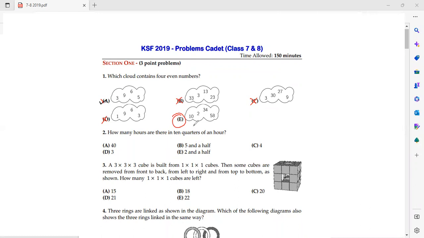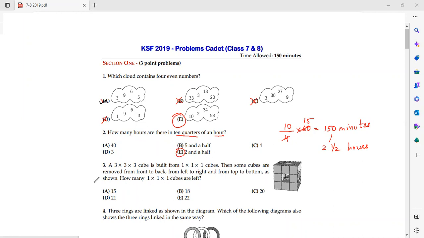Now let's go to question number 2. How many hours are there in 10 quarters of an hour? So 10 quarters means 10 over 4, and an hour means 60 minutes. So let's just solve this. So you get 150 minutes. If we convert it into hours, we'll get 2.5 hours. So my answer will be option number E.